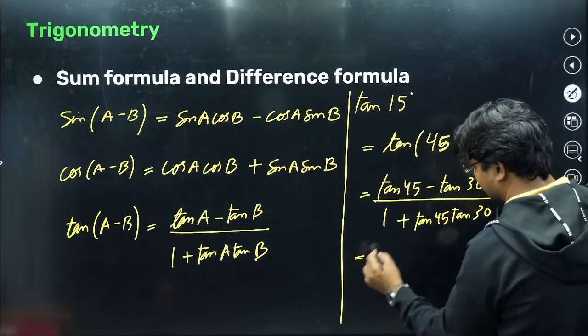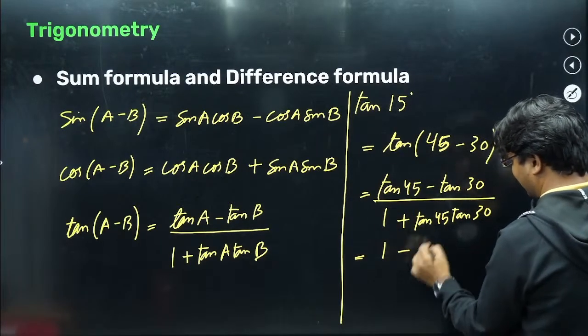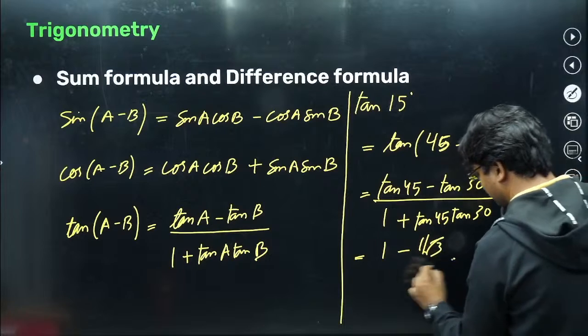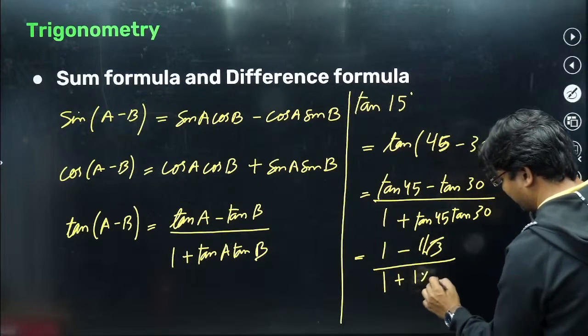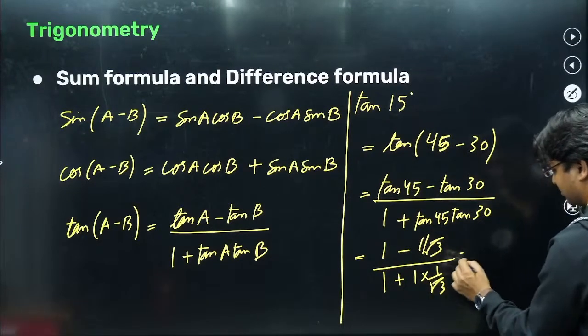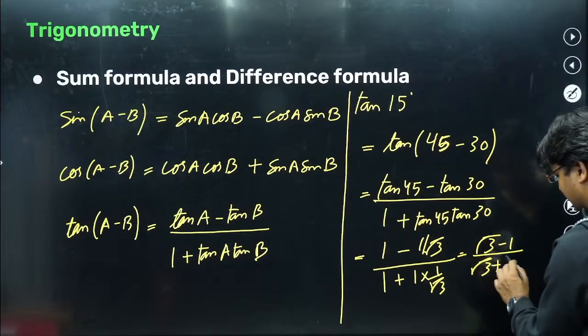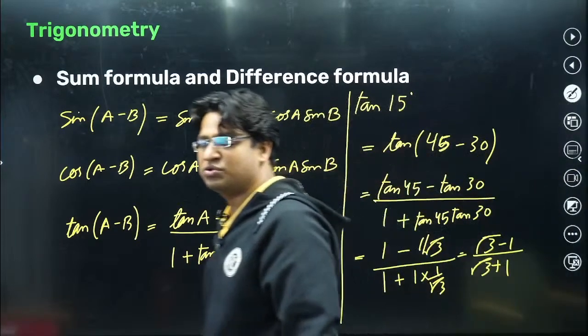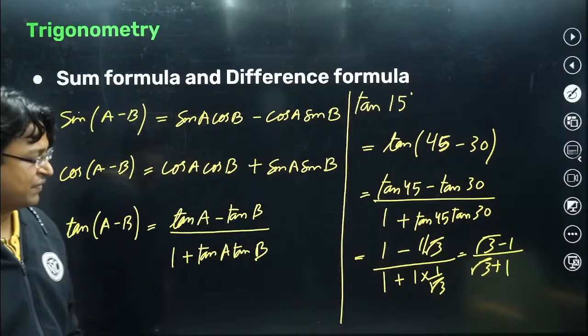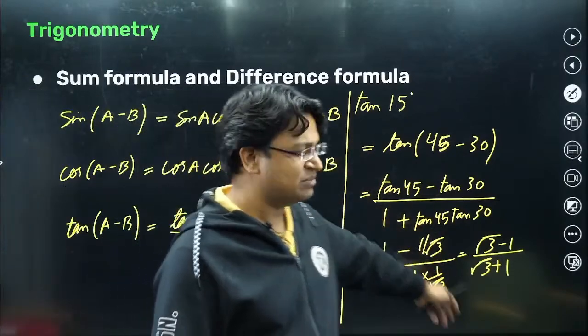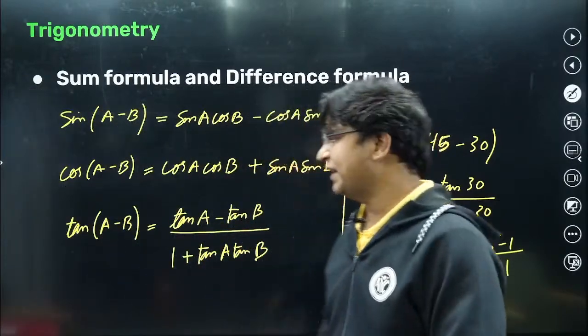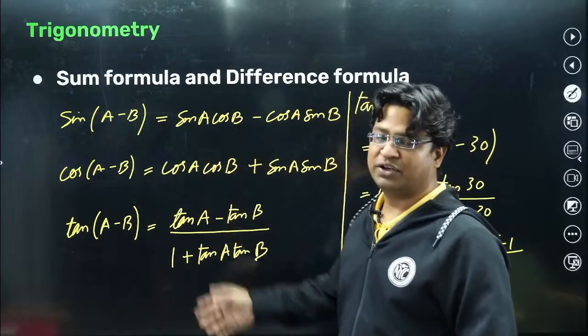So I can now substitute the values. Tan 45 is 1, tan 30 is 1 upon root 3, so this will become root 3 minus 1 upon root 3 plus 1. Of course, you can now choose to rationalize that fraction, but that's a different issue. Tan 15 is something that we have found out. And likewise, we can find out sine 15, cos 15 also, and so on.